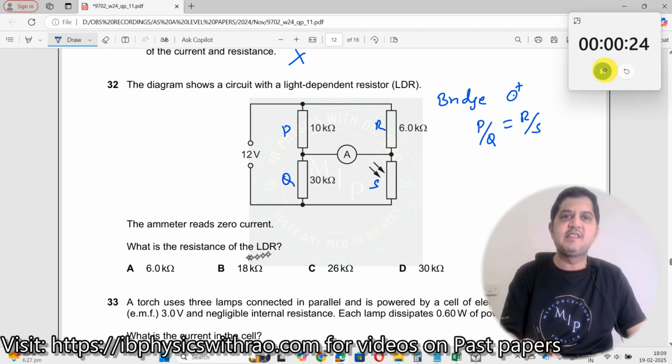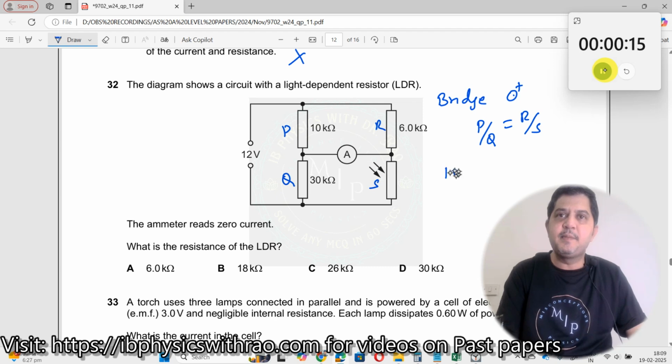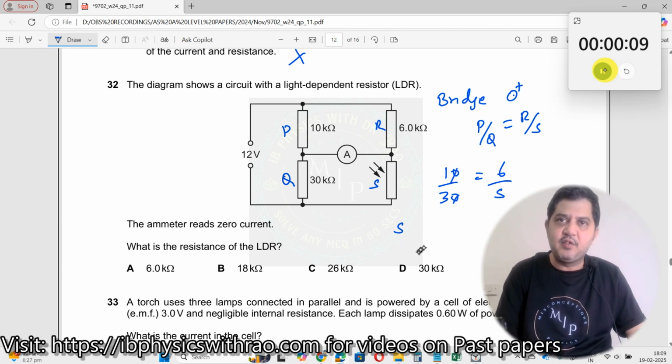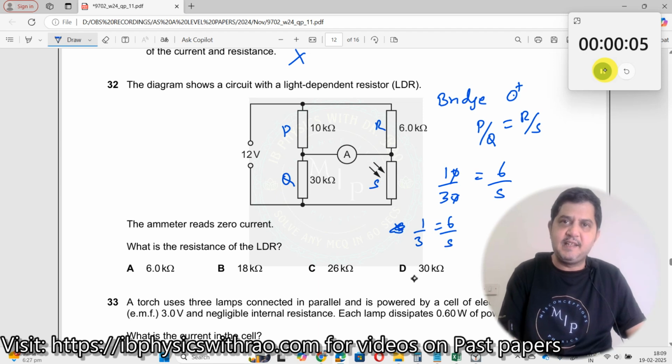What is the resistance of the LDR? So how should I do now? I should now find out what is the resistance over here. So what I will do is I'll apply the condition. It will be 10 by 30 is equal to 6 divided by S. So yes, so 0 goes over here. So I will now say 1 by 3 is equal to 6 by S. In other words, S should be equal to 18.